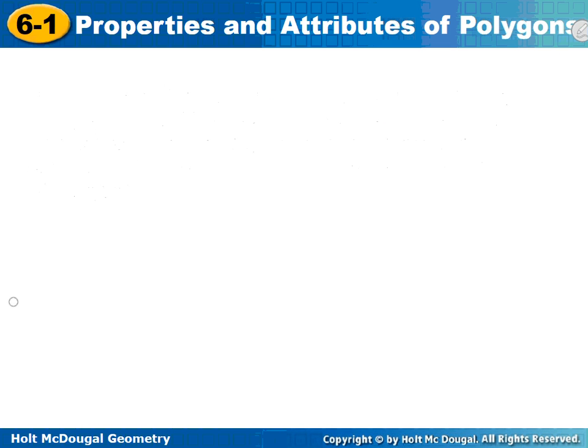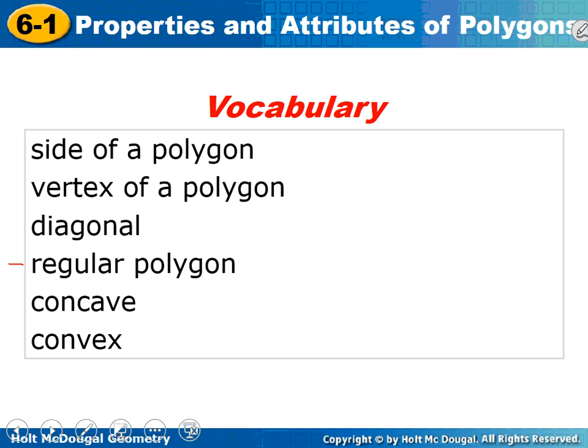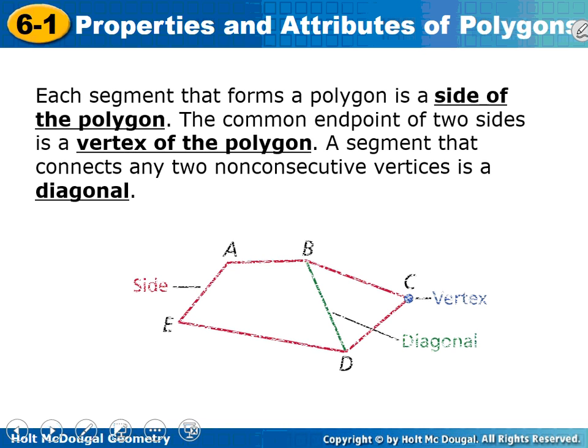We're going to talk about what makes them convex, what makes them concave, and then we're going to talk about these words. What's a side, what's a vertex, and what's a diagonal. All right, so starting with our first vocabulary here. A side of a polygon is just simply a segment that forms the polygon. So what would be one side in this picture?